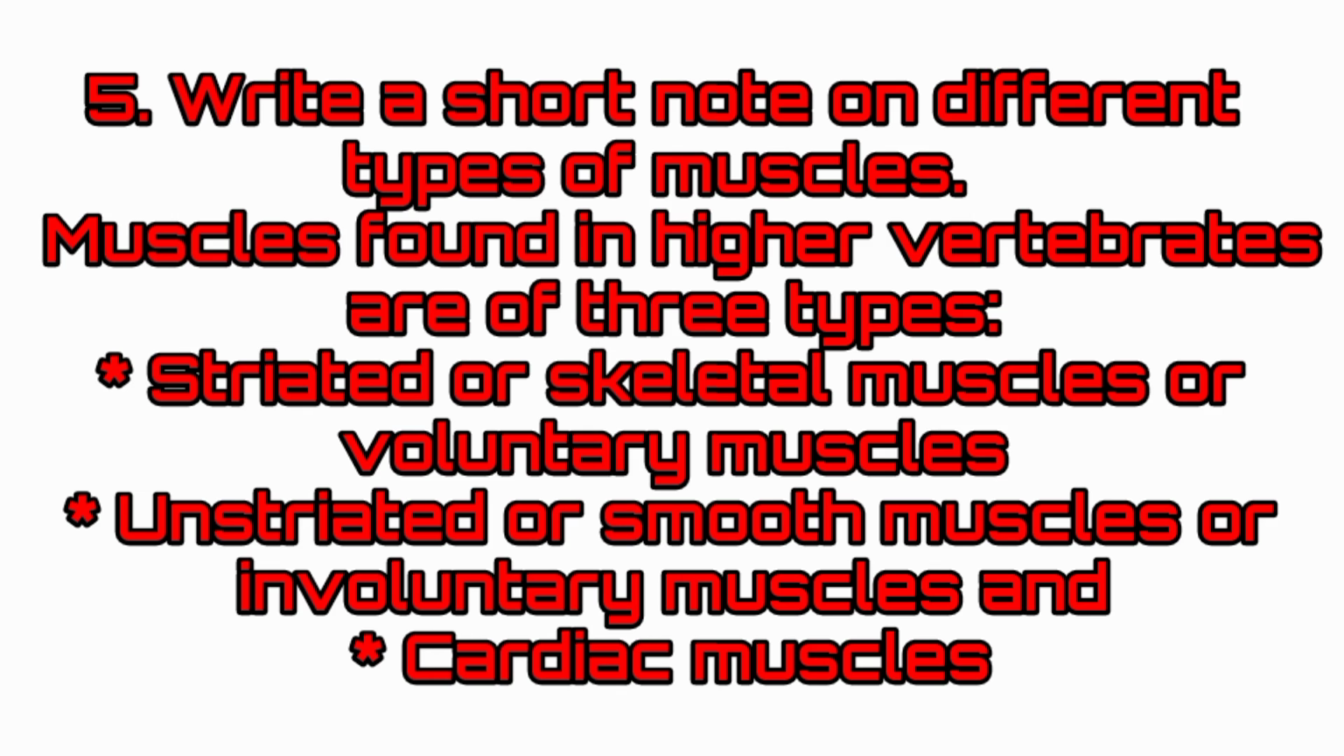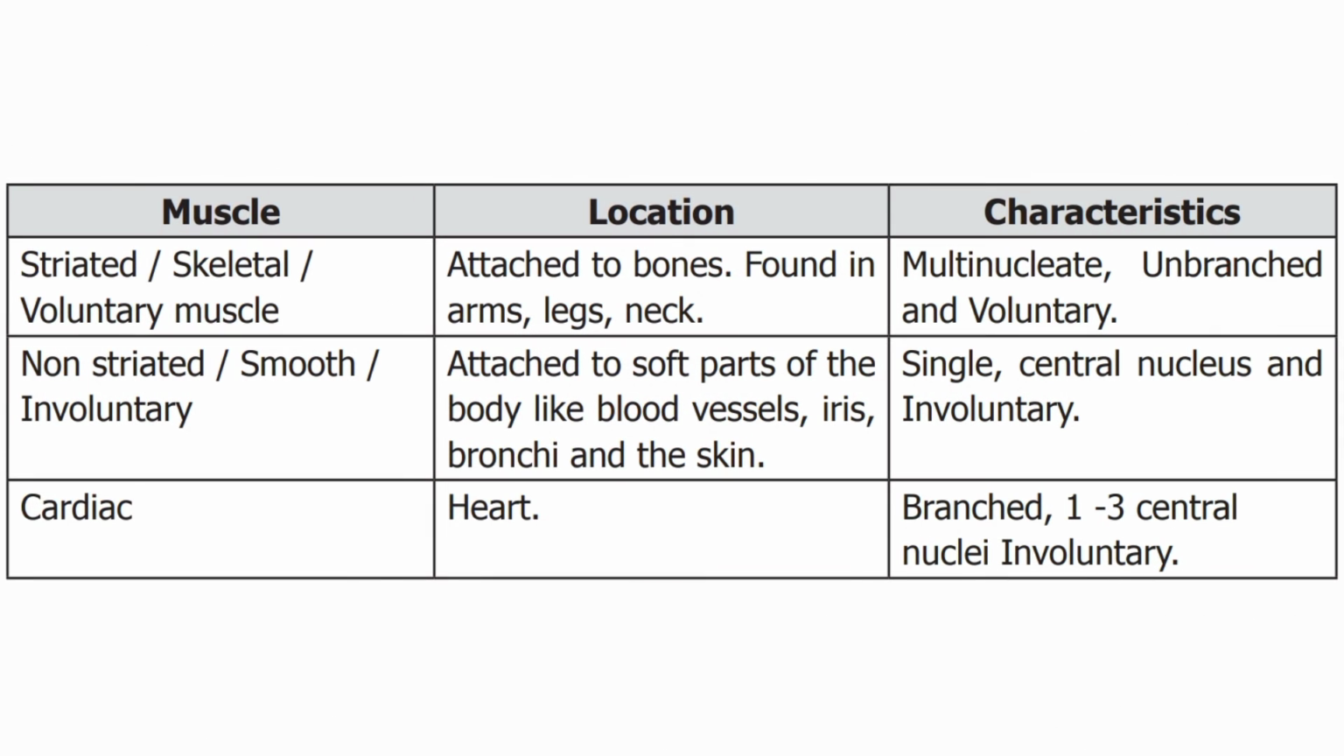Fifth one, write a short note on different types of muscles. Muscles found in higher vertebrates are of 3 types. Striated or skeletal muscles or voluntary muscles, unstriated or smooth muscles or involuntary muscles, and cardiac muscles. Muscle location and characteristics. Muscle: striated or skeletal or voluntary muscle. Location: attached to bones found in arms, legs and neck. Characteristics: multinucleate, unbranched and voluntary.